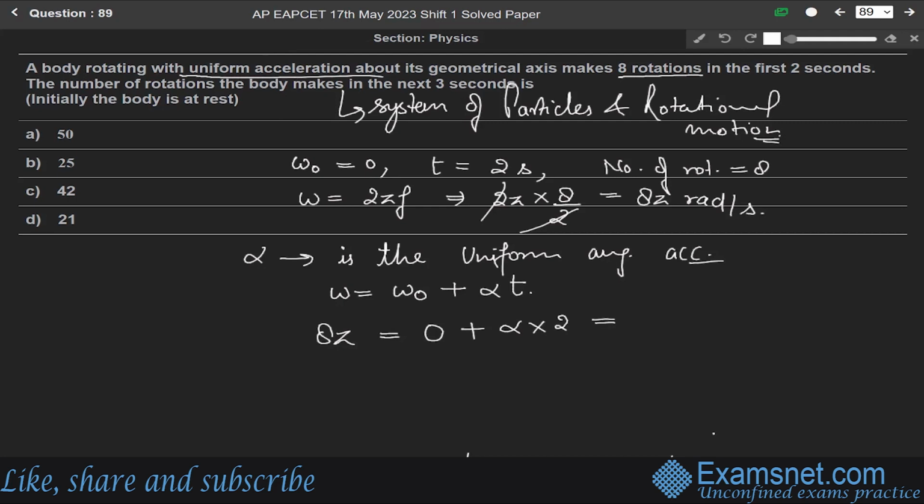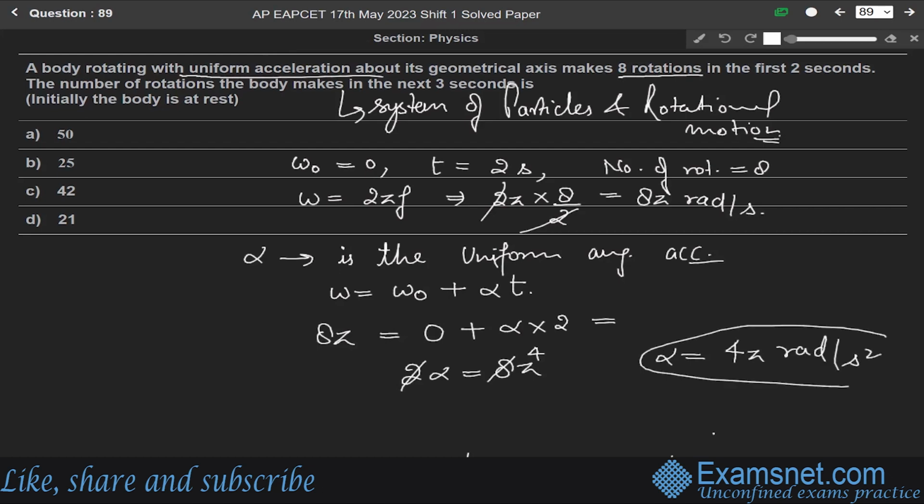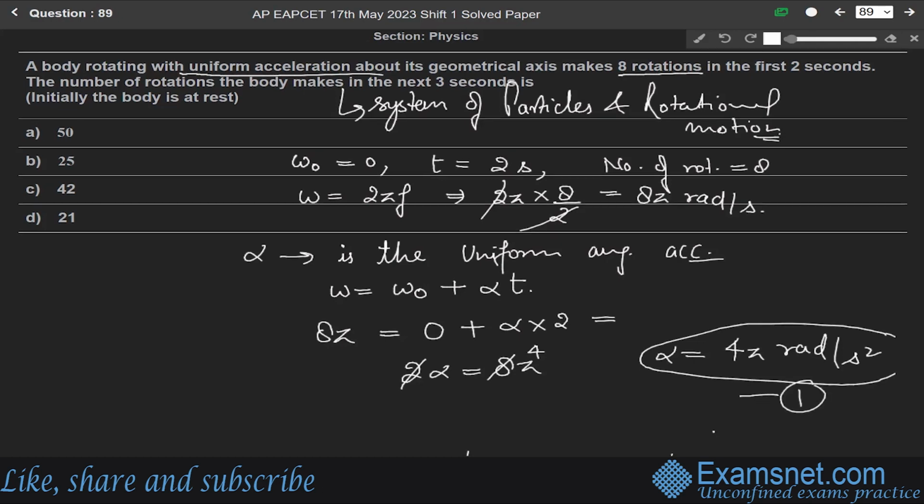So 2 alpha will be equal to 8 pi, since 2 fours are 8. So alpha will be equal to 4 pi radian per second square, meaning for t equals 2 seconds it makes 8 rotations. Here the uniform acceleration alpha is equal to 4 pi radian per second square. Let us say this is equation 1.